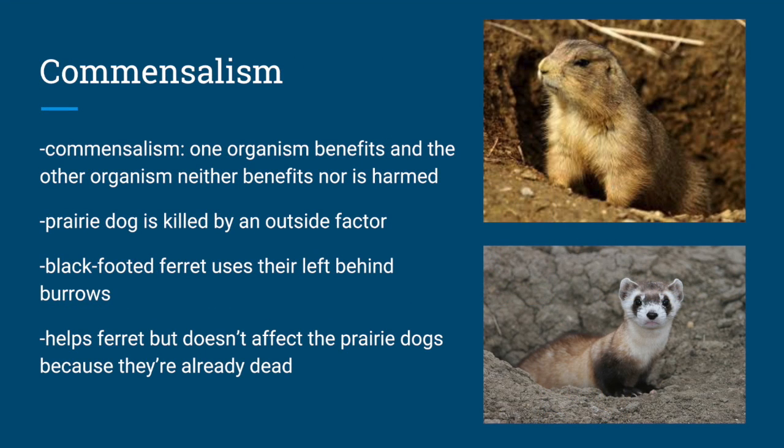Commensalism. Commensalism is defined as a relationship where one organism benefits from the action and the other organism does not benefit, but also is not harmed. In this ecosystem, after a prairie dog dies, the black-footed ferret takes the burrow made by the prairie dog to use for their own shelter. This relationship does not affect the prairie dogs because they are killed by an outside source, and therefore do not need their burrows anymore.